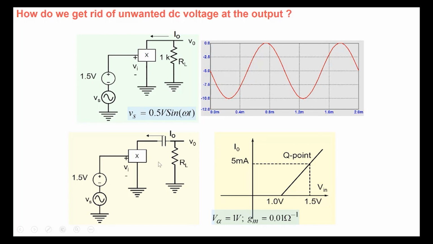But for the whole thing to work properly, first of all, we need to provide a path for this 5 milliamperes DC current to flow. And so that's why we add this particular resistor RD here. So now, forgetting for a moment the signal, when you apply 1.5 volt here, it requires 5 milliampere current to flow to operate at this particular point. The transistor needs to operate at this point, and RD will provide a path for this DC current to flow.